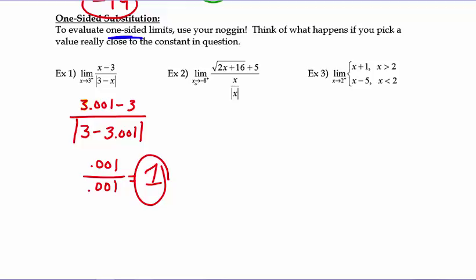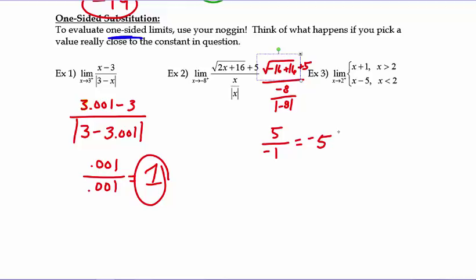Now when I look at this, I've got the limit as x approaches negative 8 from the right. Okay, so to the right of negative 8 is going to be like negative 7.999. So first let me try direct substitution here. If I plug in negative 8, I'm going to get the square root of negative 16 plus 5, and on the bottom, I'm going to have negative 8 over the absolute value of negative 8. Well, up here, this just gives me 5, and down here, that gives me negative 1. So by direct substitution, I end up with negative 5.